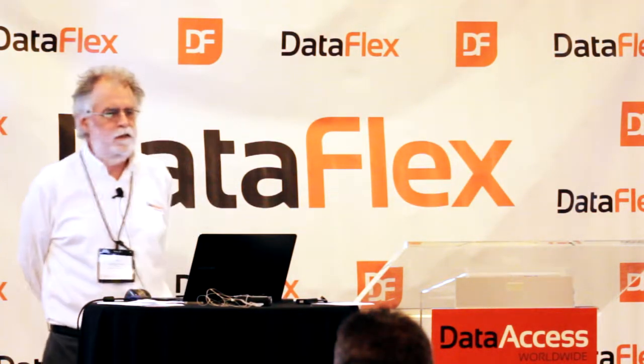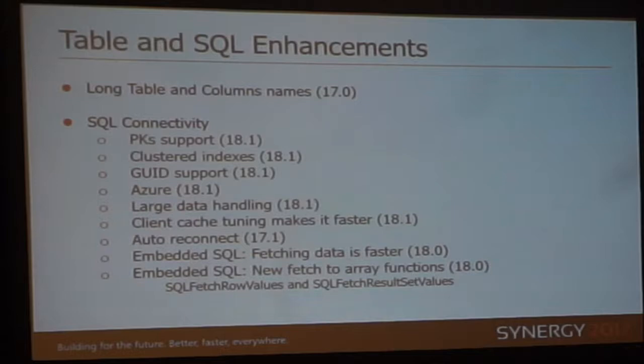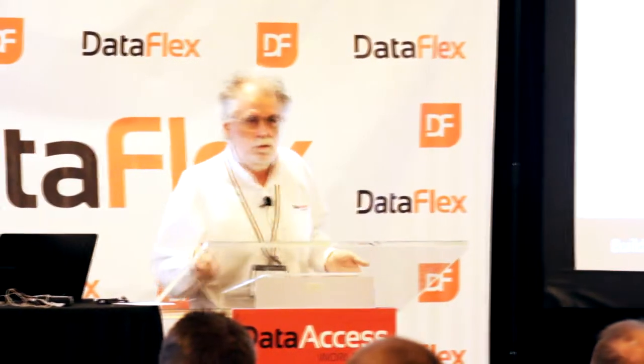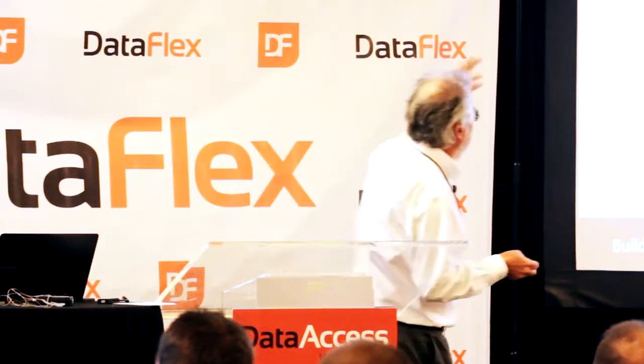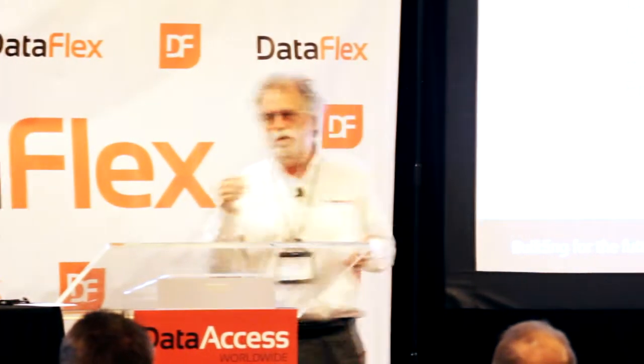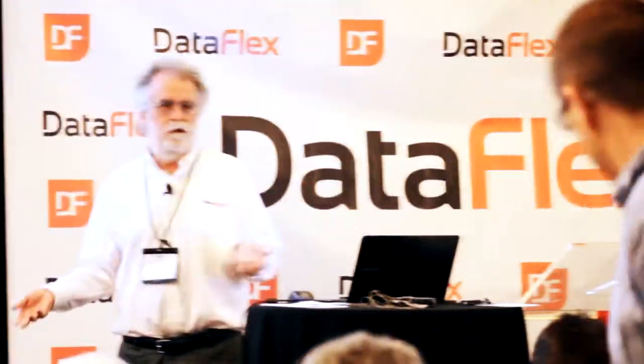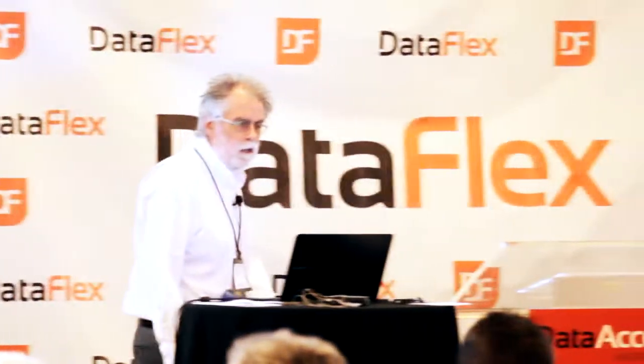The table and SQL enhancements just keep coming along. Probably the biggest one was long table names and long column names. For years and years and years, people said the names were too short. And the reason they said that is because the names were too short. This was added in 17.0, and this was a peculiar feature, a really nice addition. Nobody commented on it. And I thought it was because, we figure when you don't hear from them, it means no one's using it. But everyone started using it. It just worked. It's that transparent.